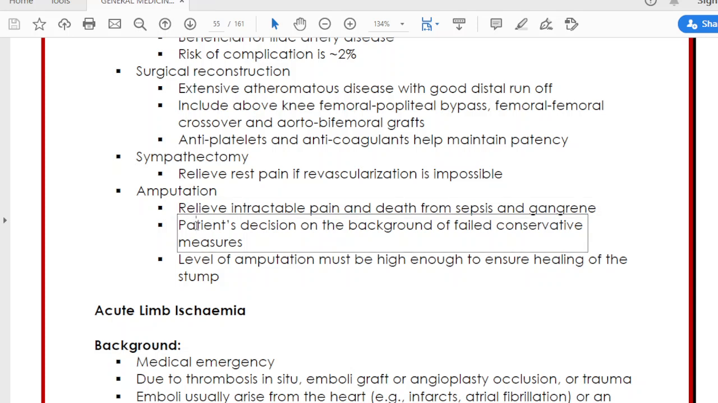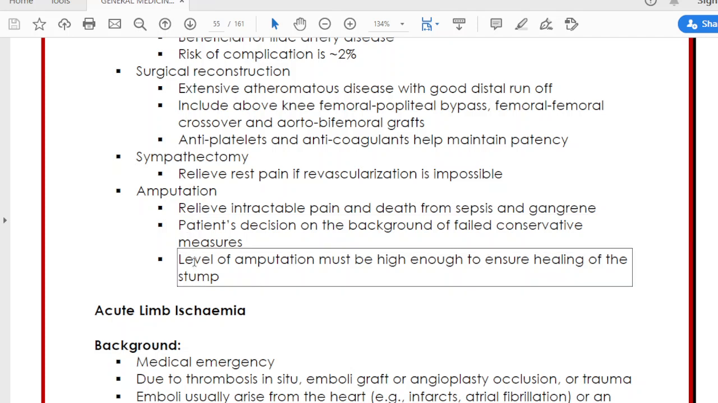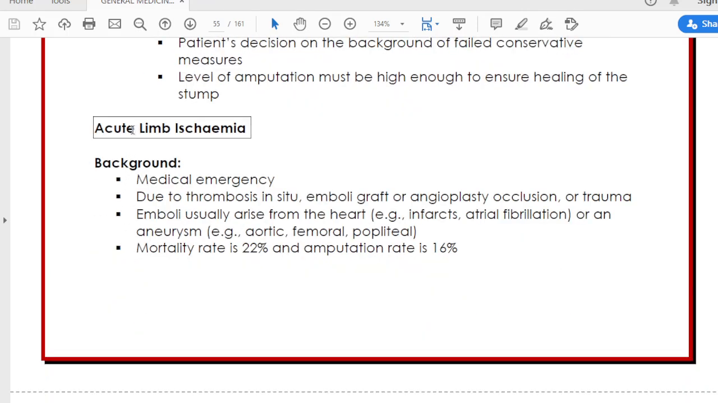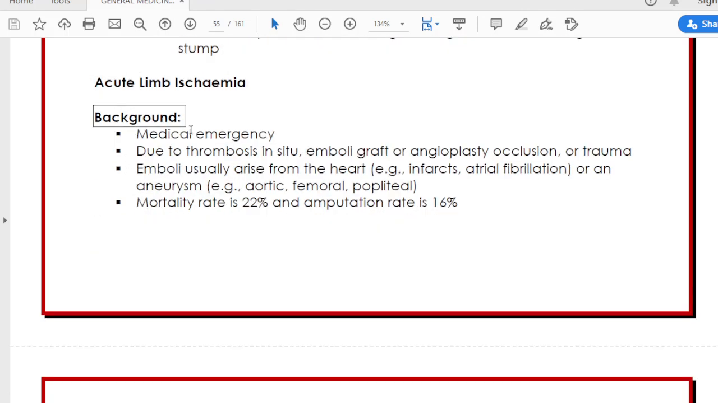Patient's decision on the background of failed conservative measures. Level of amputation must be high enough to ensure healing of the stump. Acute limb ischemia. Background: medical emergency. Due to thrombosis in situ, emboli, graft or angioplasty occlusion, or trauma. Emboli usually arise from the heart, for example infarcts, atrial fibrillation, or an aneurysm, for example aortic, femoral, popliteal.